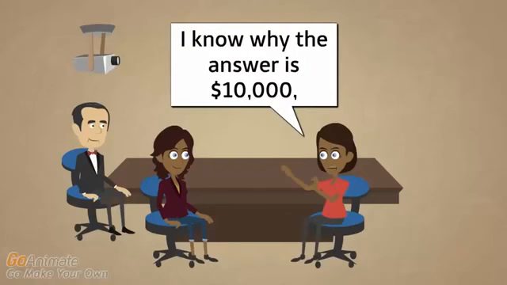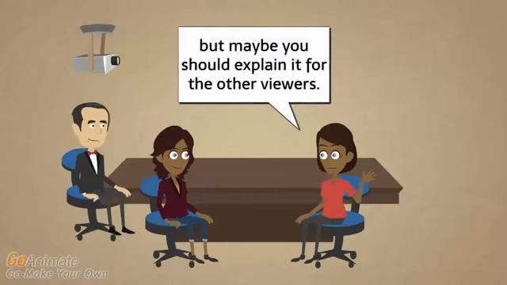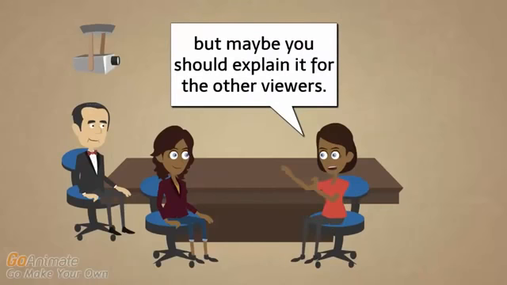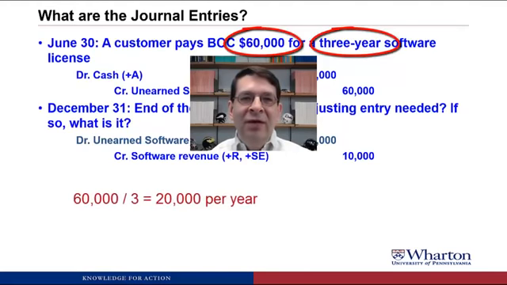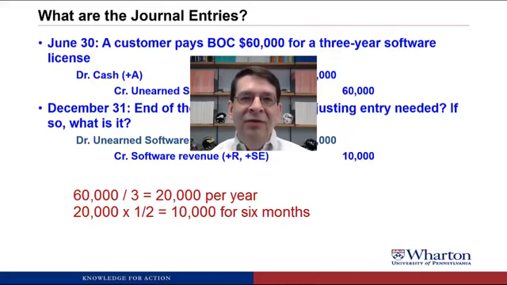I know why the answer is $10,000, but maybe you should explain it for the other viewers. Sure, I am happy to explain how to get $10,000 for the other viewers. BOC is going to earn $60,000 of revenue over 3 years. Assuming they earn it on a straight line basis, that's $20,000 per year. It hasn't been a year, it's only been 6 months. So 20,000 times 1/2 is 10,000, and BOC gets to book 10,000 of revenue for the 6 months.